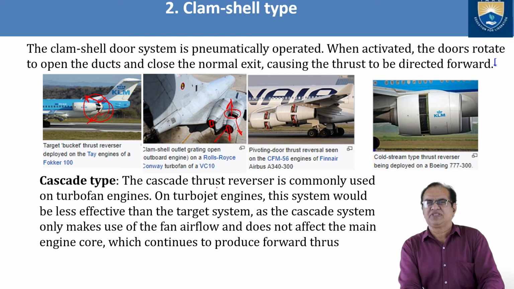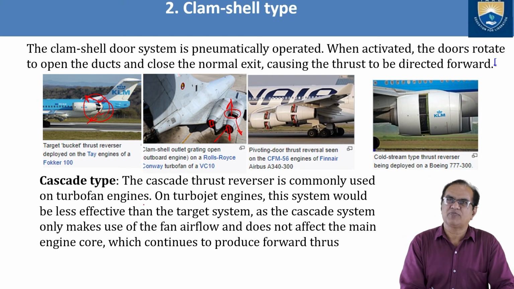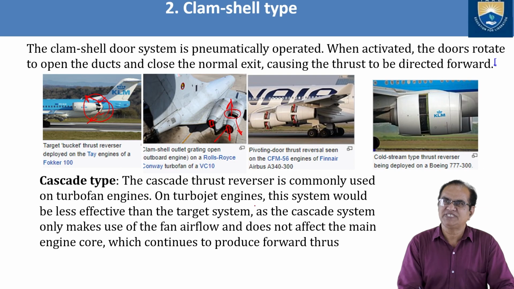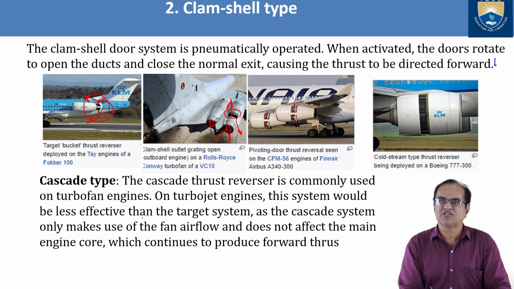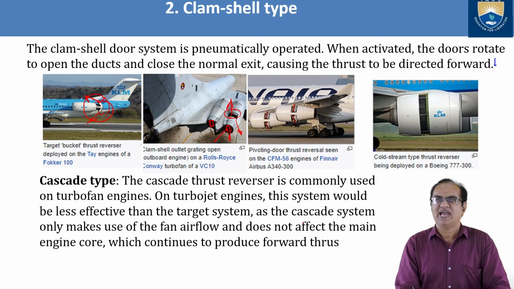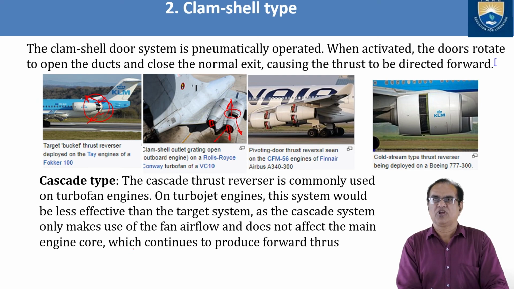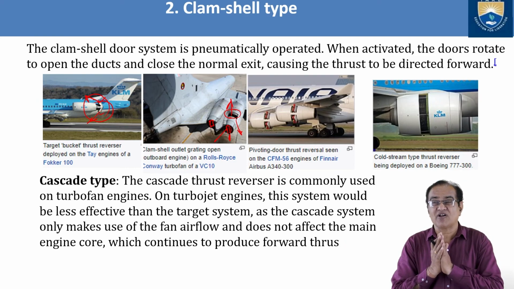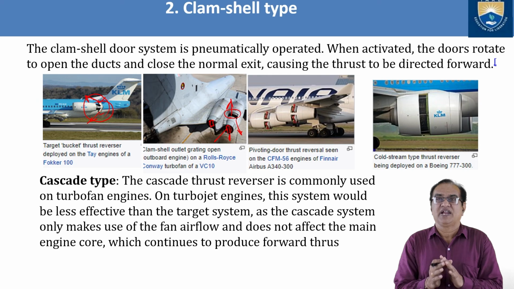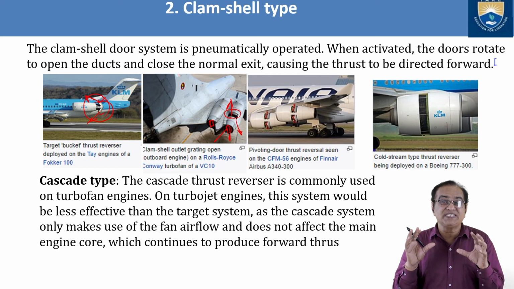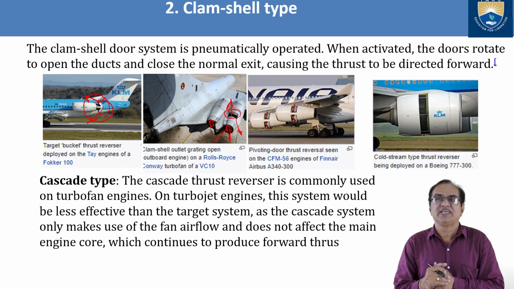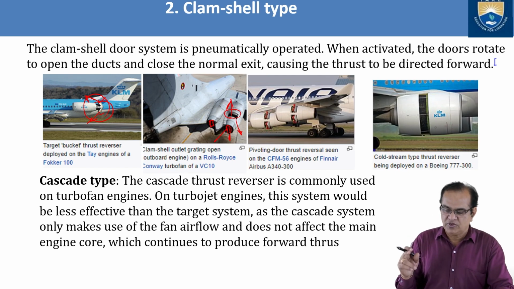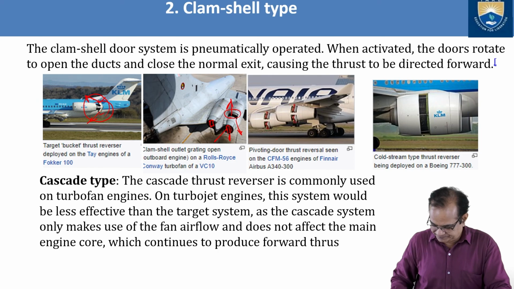Next is the cascade type. The cascade thrust reversal is commonly used on turbofan engines. On turbojet engines, this system would be less effective than the target system, as the cascade system only makes use of the fan airflow and does not affect the main engine core, which continues to provide forward thrust. So in this, the main core will give the forward thrust, but on turbojet engines this system would be less effective than the target system.